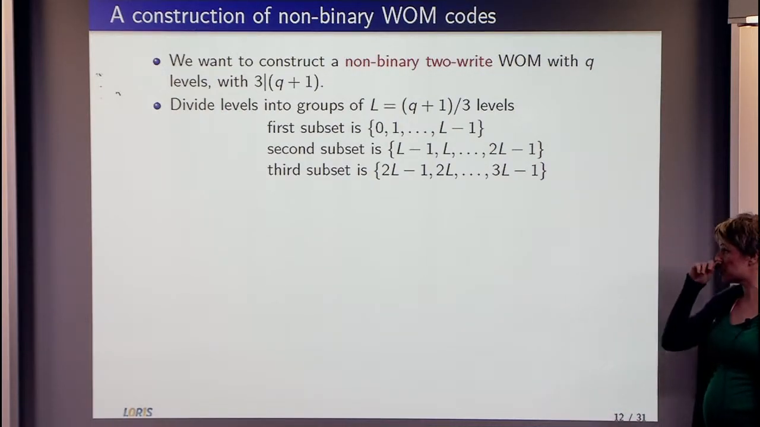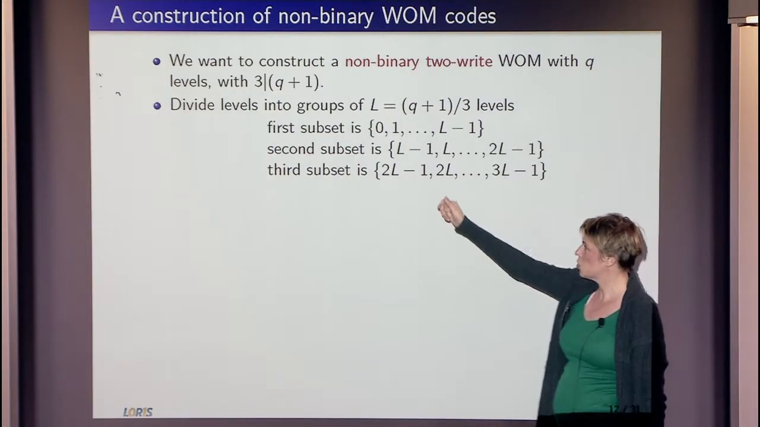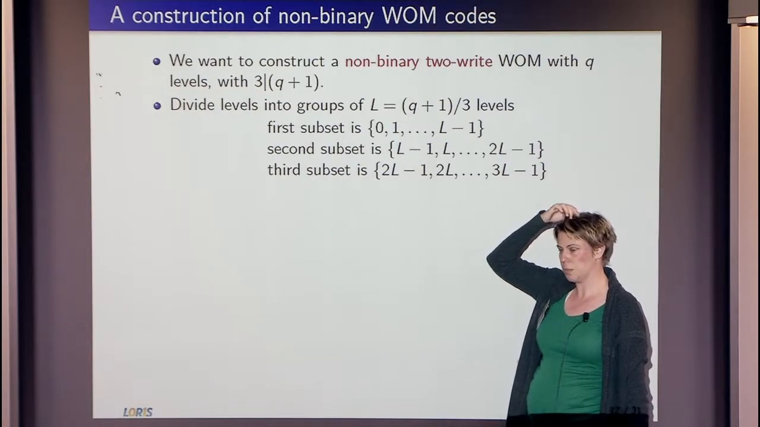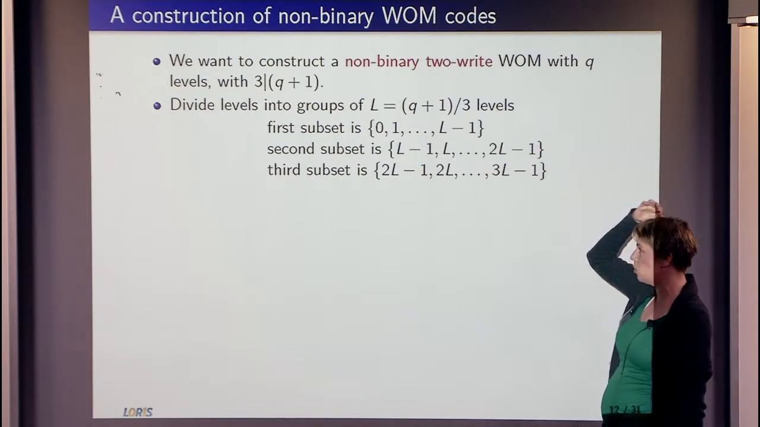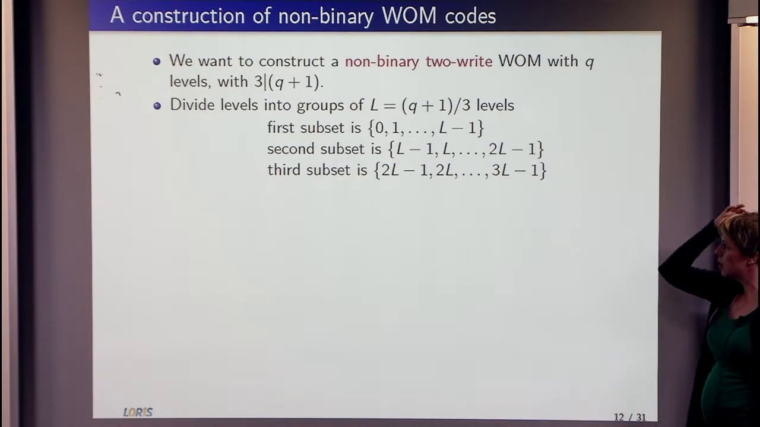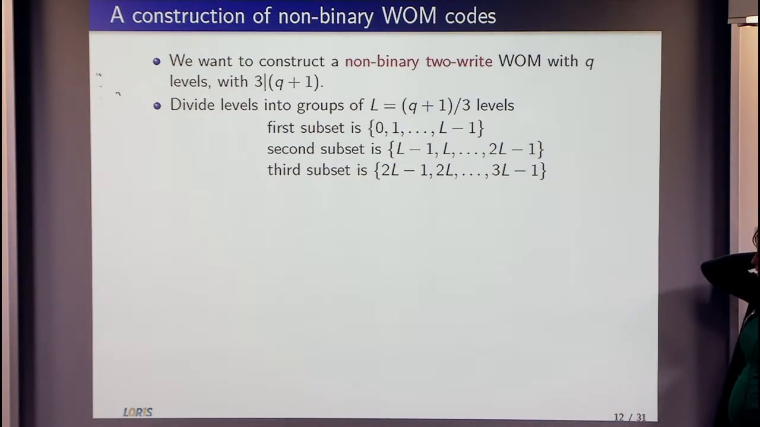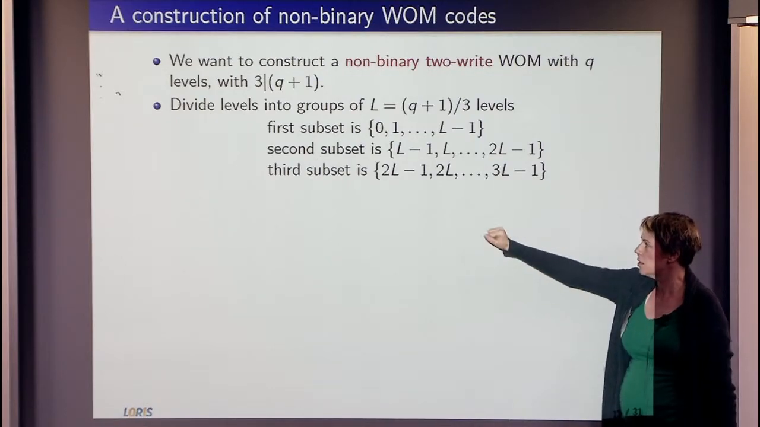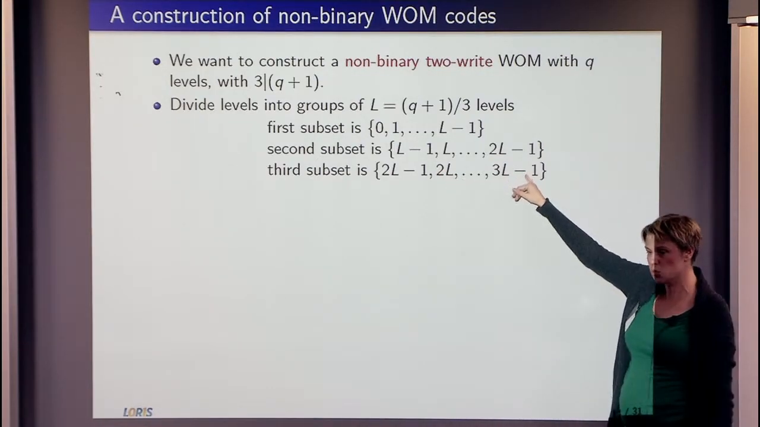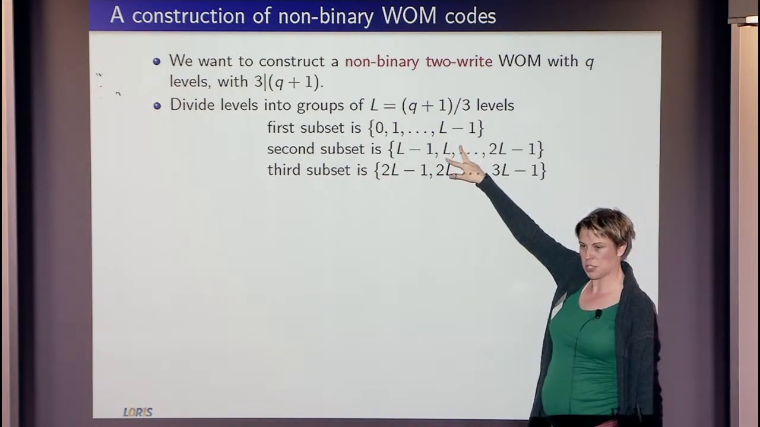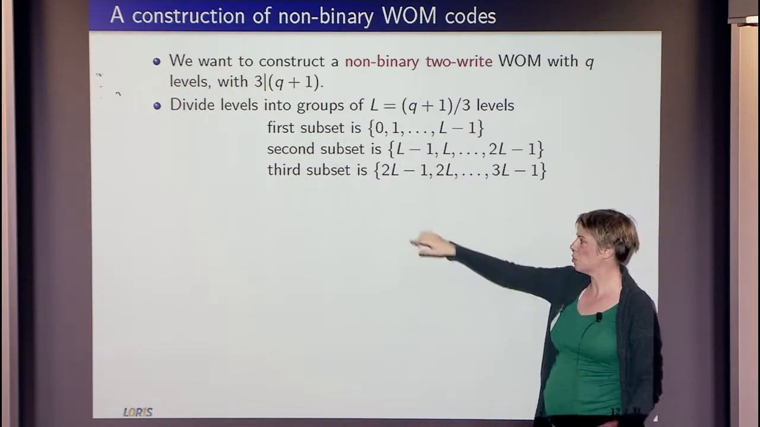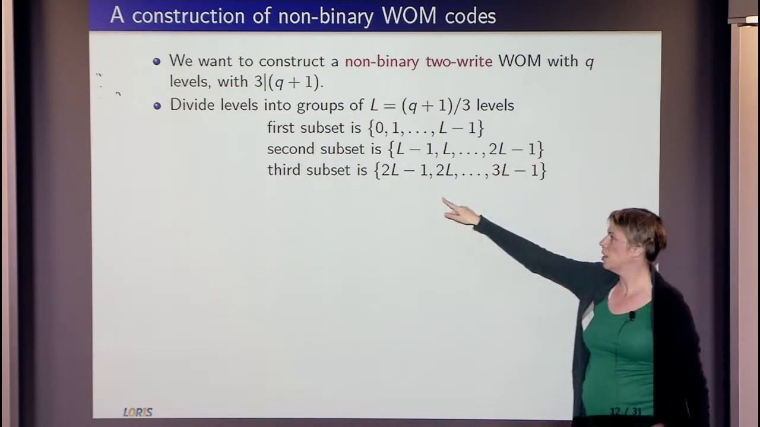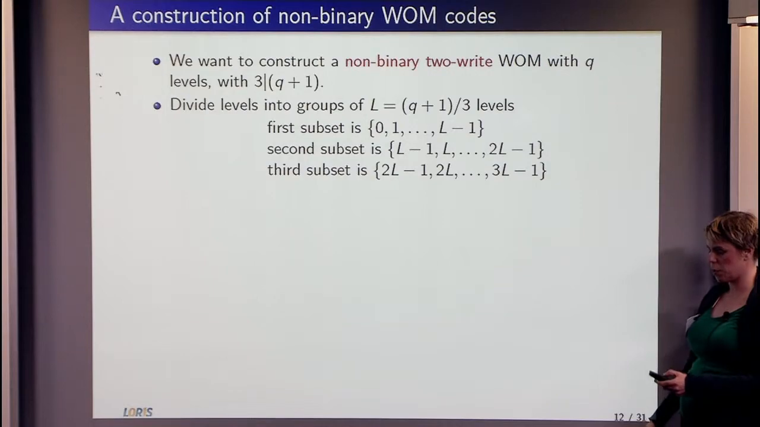Here, in order to make the construction work, we require the number of levels to be such that the total number of levels is q, and q plus 1 is divisible by 3. So now I'm going to divide these levels into groups of L. The first subset is levels 0 through L minus 1. The second subset is L minus 1 to 2L minus 1. Notice that L minus 1 is common, so these are not partitions, they have slight overlap. And then the third subset is from 2L minus 1 to 3L minus 1.